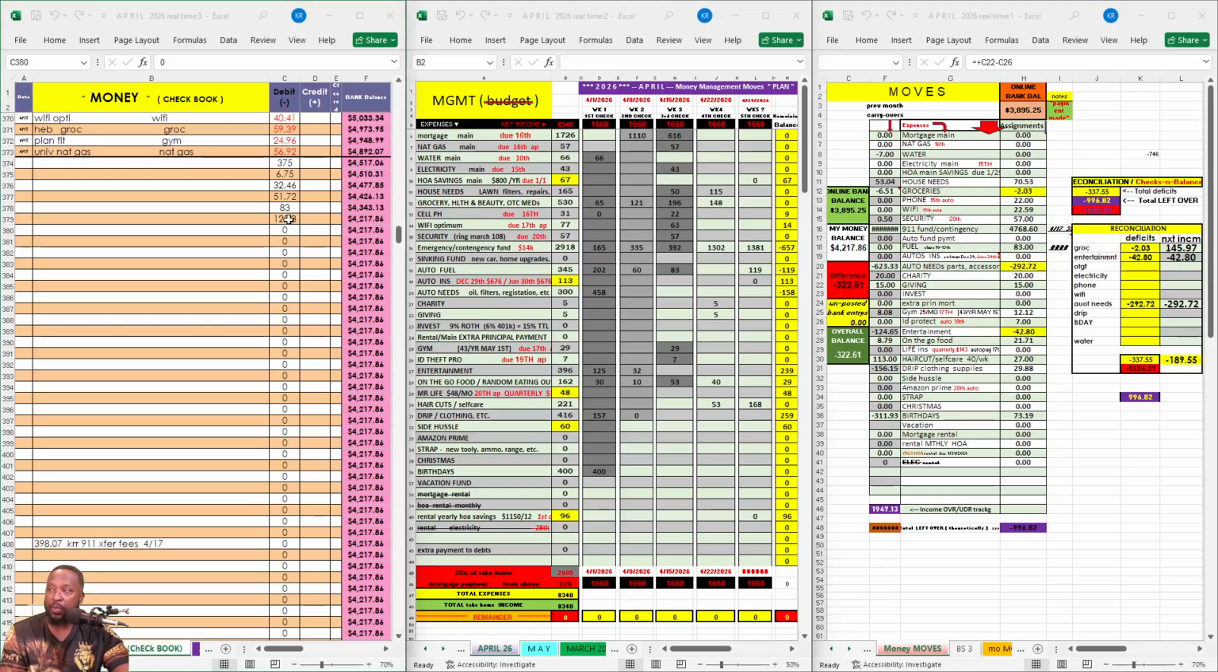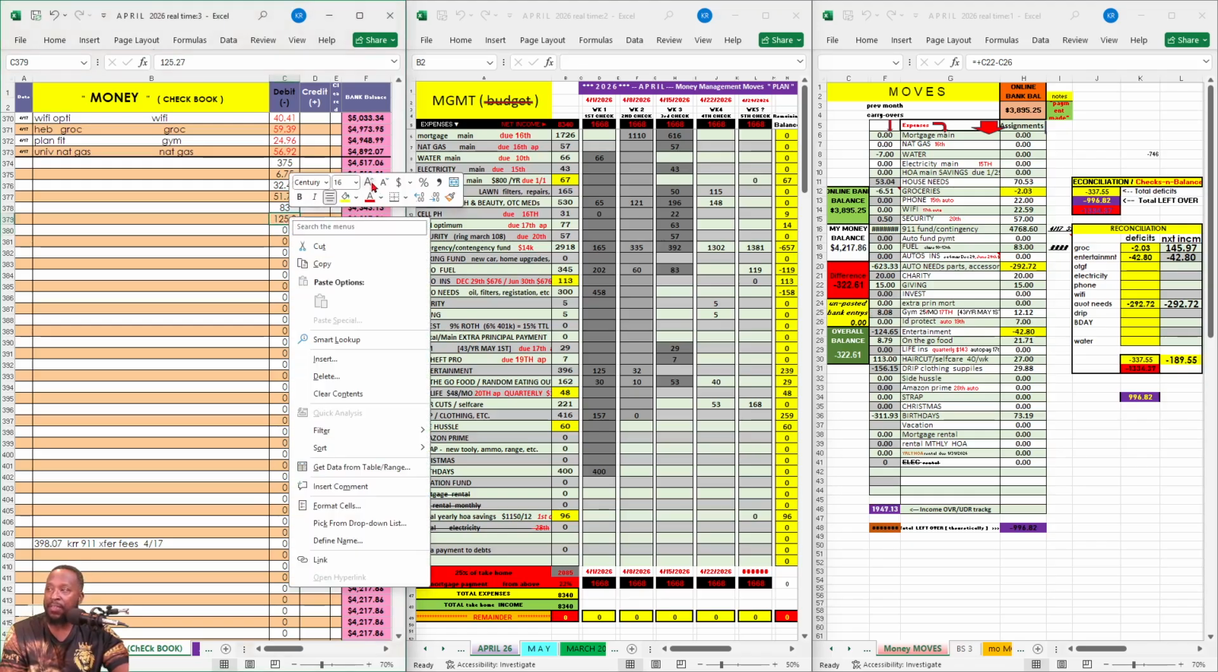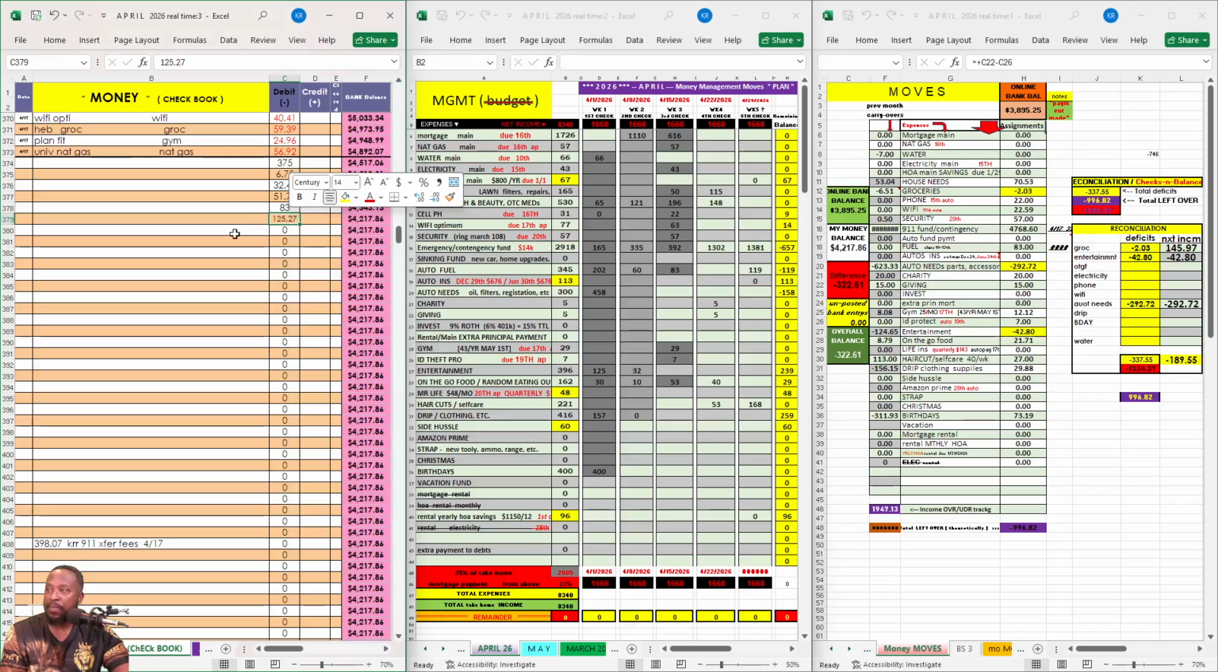So after that 125.27, there should be some more entries here. There's another one right here for $40, and then another one for 398.07. Okay, now I am 115.46 off. One in a positive amount, 115.46.